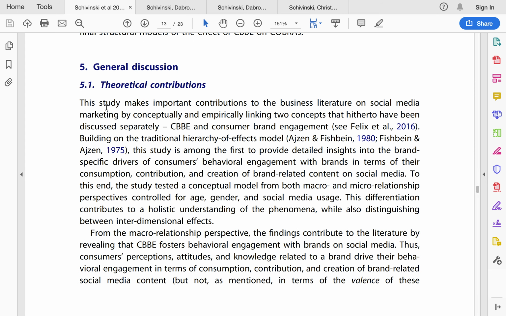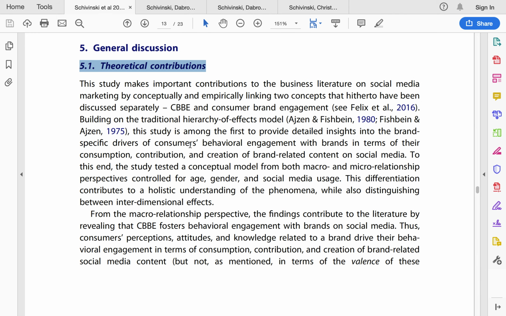Awesome. We're almost finishing. So now the discussion. The discussion is going to be split into theoretical and practical implications. If it's not like this, right there for the reader, right in the face, then you need to put it in the text, okay? Take a look here. Building on the traditional hierarchy of effects model, okay? This is the theory I used to support the model.